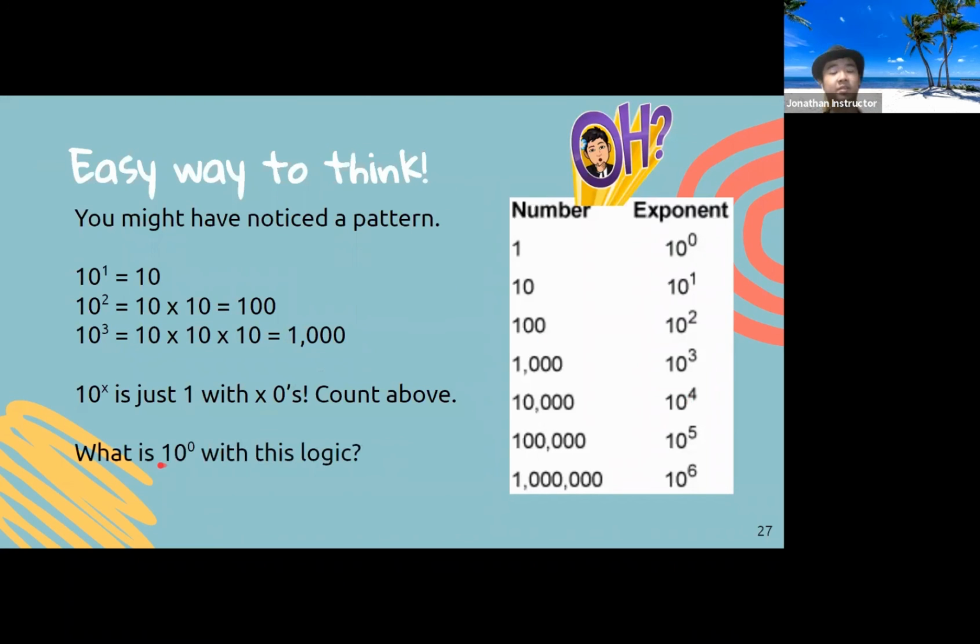So think about it. What is 10 to the 0 with this logic? Oh, okay, the picture gave it away, but I was planning on having you guys solve it. 10 to the 0 is actually just 1, because it has no zeros.